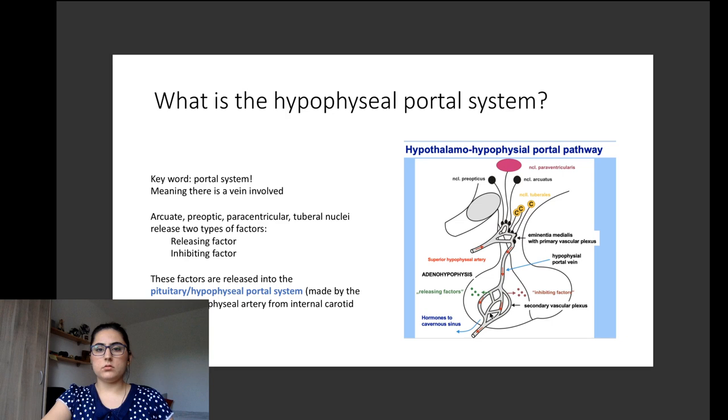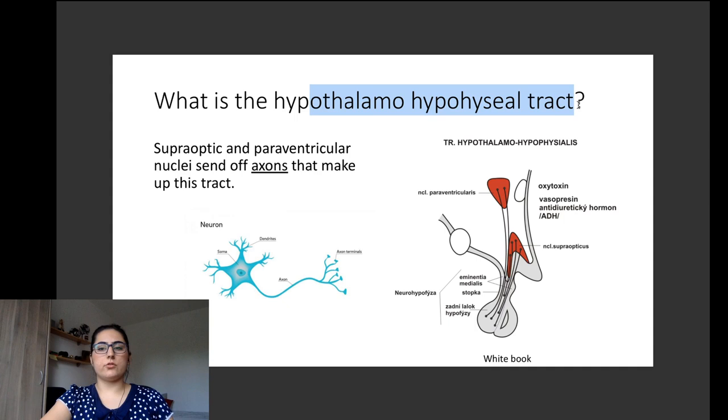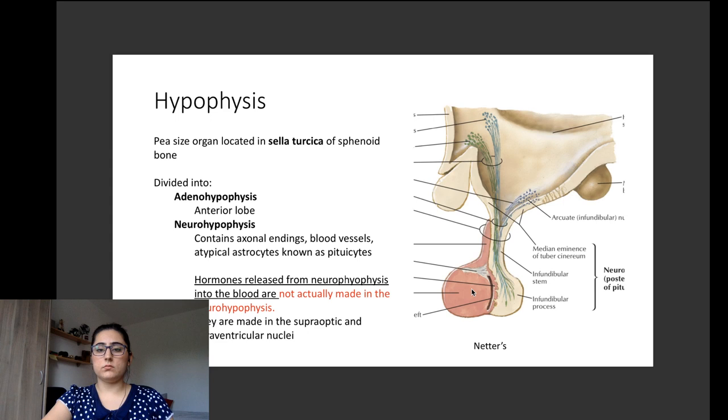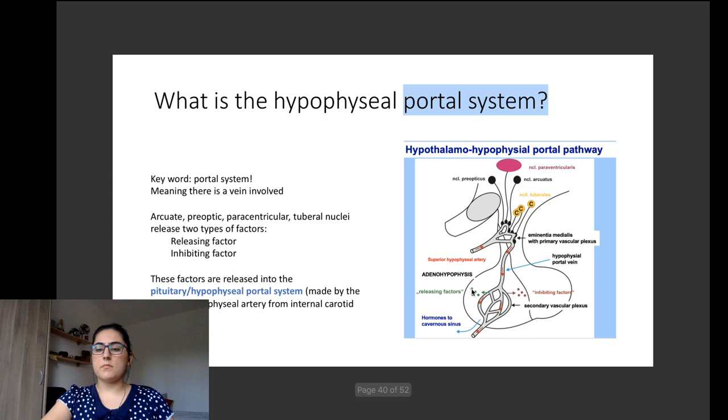So, we spoke about the hypothalamo-hypophysial tract. This part is the neurohypophysis in the back, the real nervous tissue. This portal system is part of my adenohypophysis. Remember, I told you that my adenohypophysis is actually not real nervous tissue. It comes from Rathke's pouch. In this schema, you can see the neurohypophysis, the actual nervous tissue, and the adenohypophysis, and a line that separates them. For the hypothalamus to communicate with my adenohypophysis, it's going to need a portal system, a venous system.